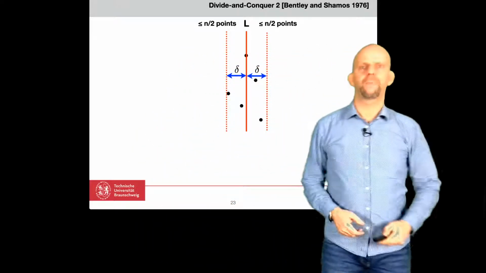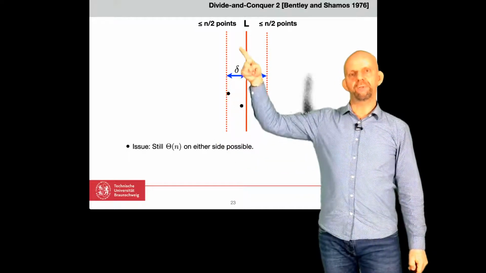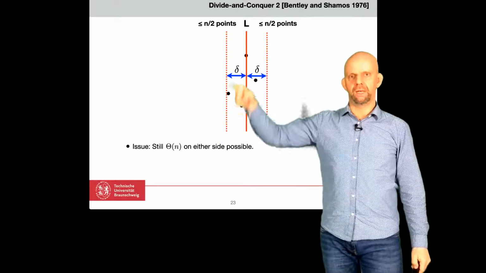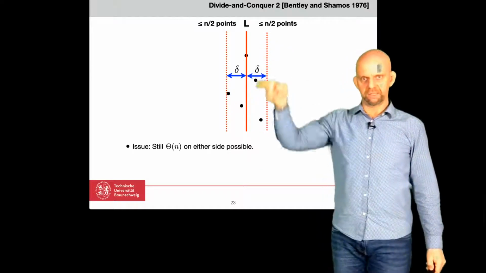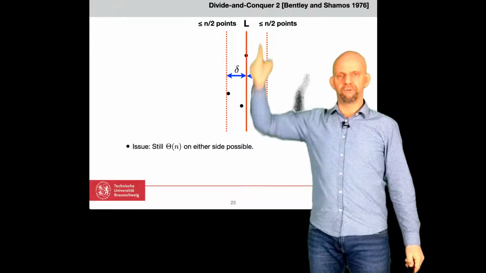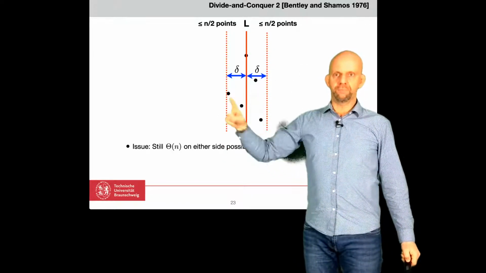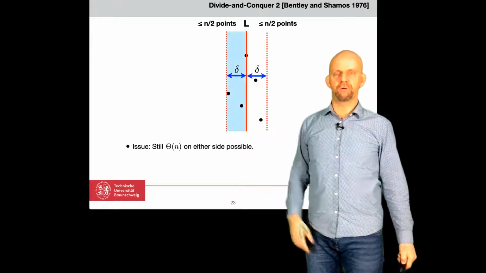Yeah, okay. But it's still possible that you have a linear number on this side and a linear number on that side. It could be as many as n over 2. Could be maybe n over 4, but still a linear number. And if you look at all these pairs, you haven't made much progress.